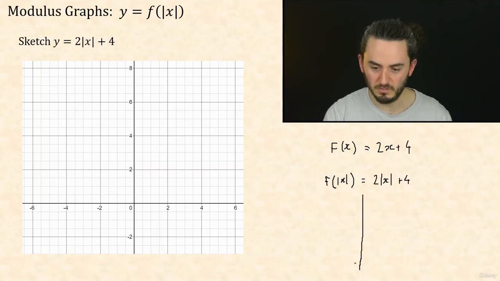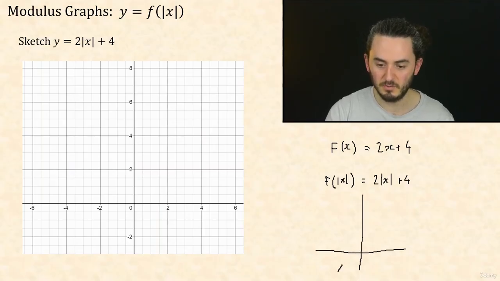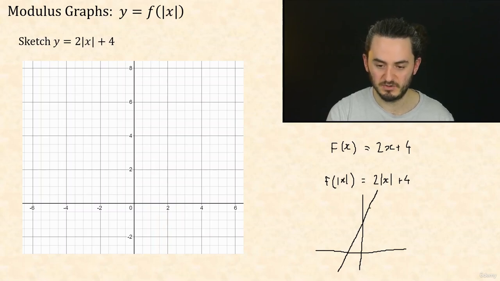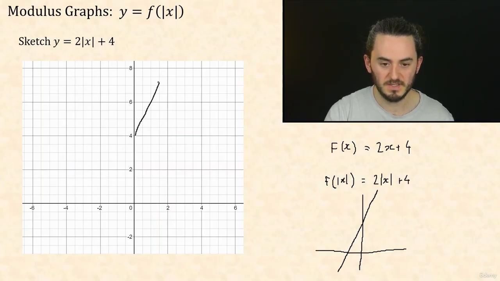So 2x plus 4, we know what that looks like. We did that in the previous video as well. It's just a straight line with a gradient 2 and a y-intercept of 4. So what do we need to do? We need to leave the right-hand side exactly where it is. So that's just a straight line, gradient 2, y-intercept 4. So we just leave that alone like this.